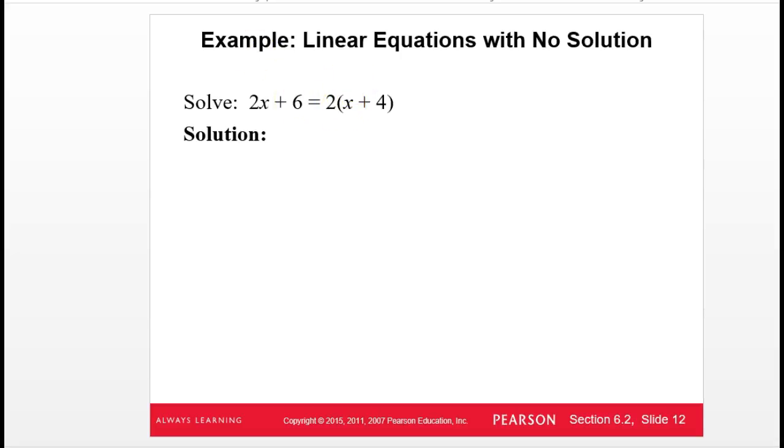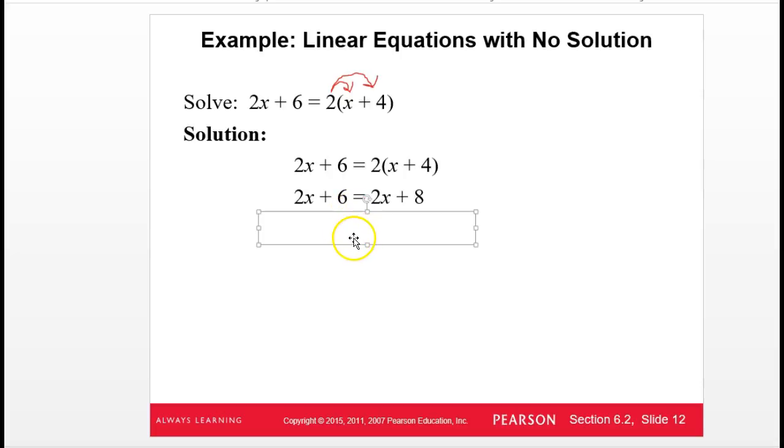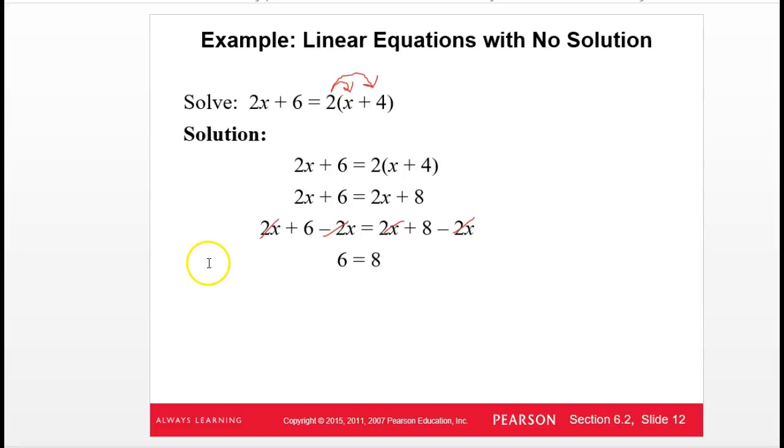So if we start off with this problem here, what do the steps tell us to do? Well, it says first distribute 2x through. If I distribute the 2 through, I'll get 2x plus 8 for my first step. And notice I've got a 2x on each side of the equation. So now when I combine my terms and subtract the 2x from each side, I'm going to cancel out the 2x on the left, but I'm also going to cancel out 2x on the right. And what does that leave us with? That leaves us with the mathematical statement that 6 is equal to 8.